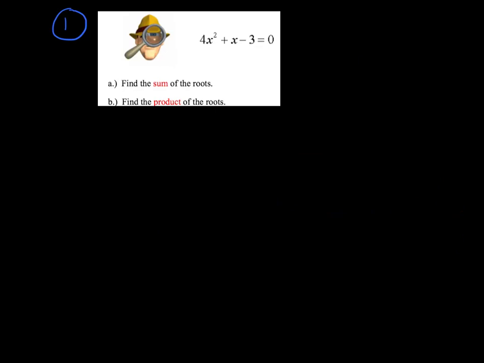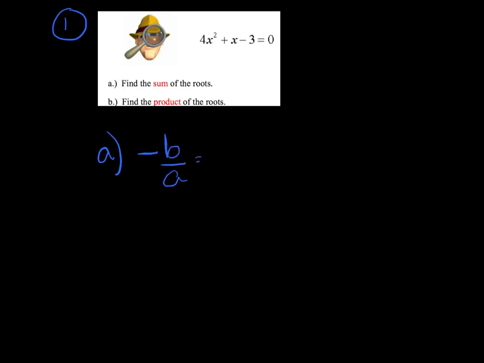So let's go ahead and dive right in. Question 1. 4x squared plus x minus 3 equals 0. Find the sum of the roots, and b, find the product of the roots. So it's pretty straightforward. We just need to know those two formulas and be able to keep them straight. If you're not familiar with them, make yourself some flashcards. So the sum is negative b over a.